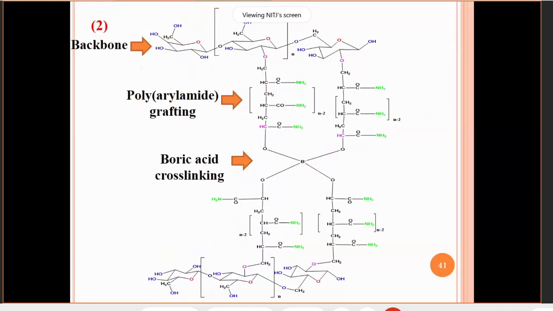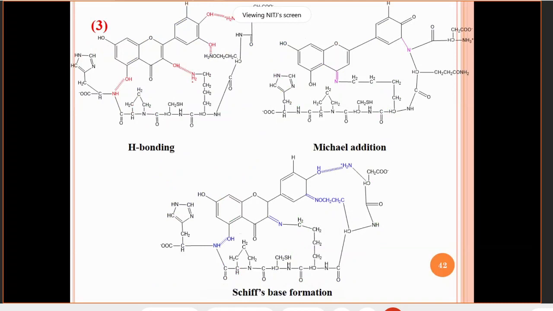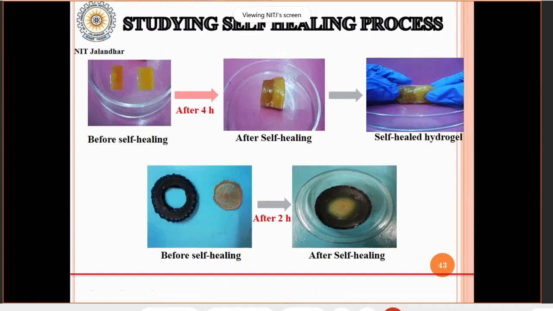Again, we have prepared these materials in our own laboratory using different types of cross-linkers and vinyl monomers, and different types of reactions take place: Michael addition reactions, Schiff base reaction, and hydrogen bonding may take place during self-healing. And this is before self-healing. After 4 hours, you find that they got healed up, and this is the self-healed material. Similarly, in this case also, we prepared the disc and separated the inner part, then put the inner part within the disc, and you'll find that it got healed up, and automatically an inseparable single piece was formed.